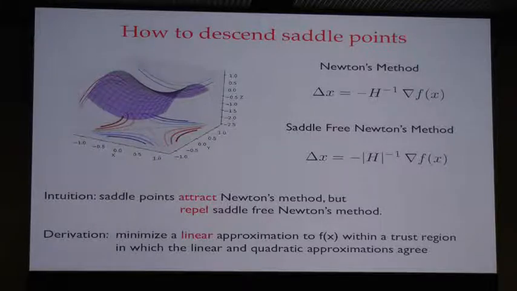That fixes this problem. And it turns out you'll go downhill, and you'll descend rapidly even if there are flat curvature directions. So saddle points repel Newton's method. We call it saddle-free Newton's method.